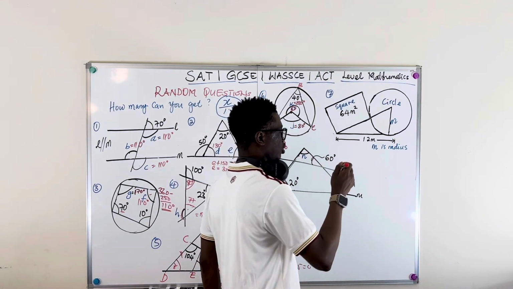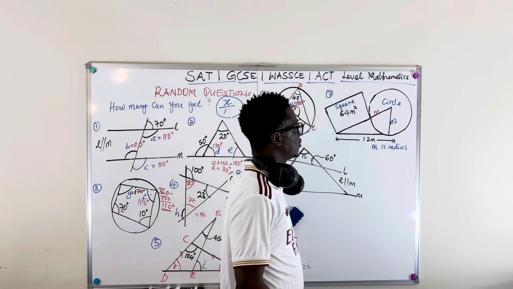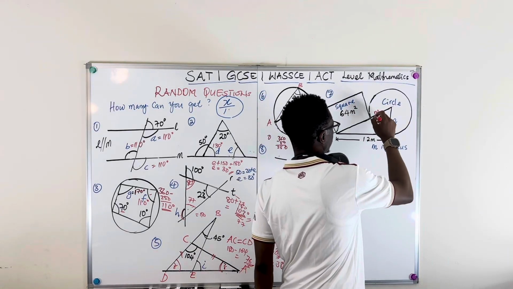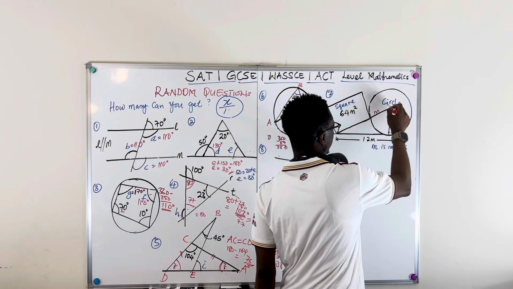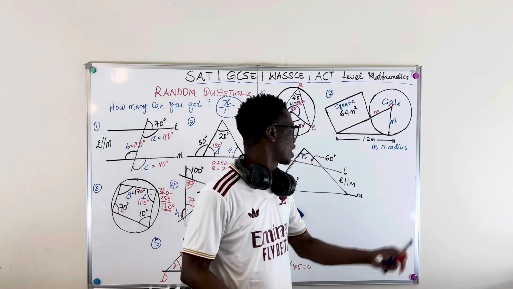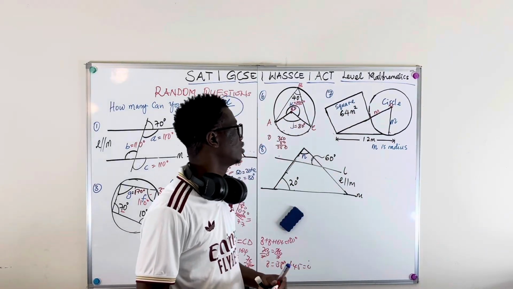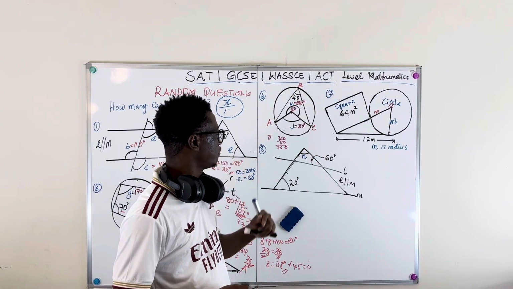Now, first thing you have to do, if this is M, this one is also going to be M. Why? Because this is a radius, and this is also going to be a radius, from the circumference to the center. This should be O, as the center. And of course, this is a radius. So now once you know that, this becomes very easy.